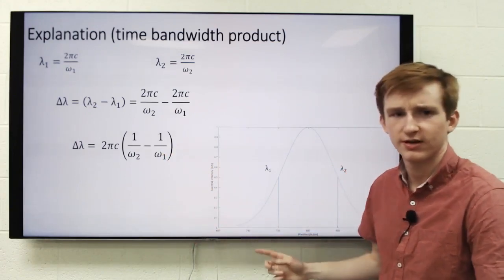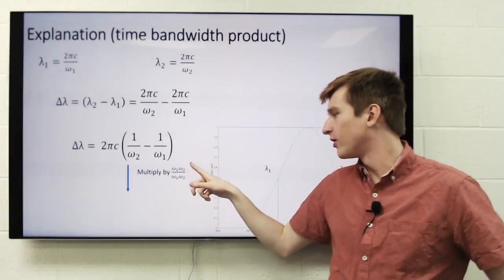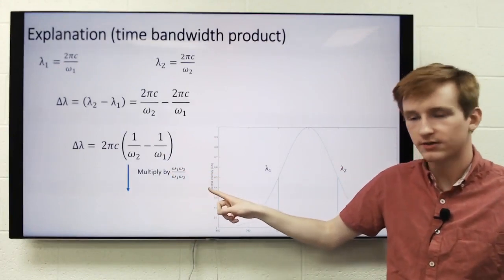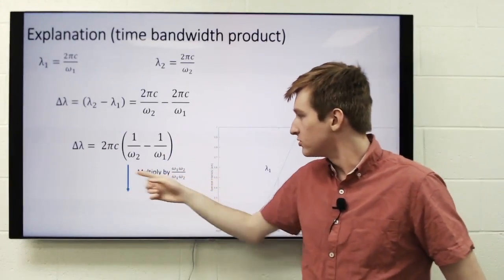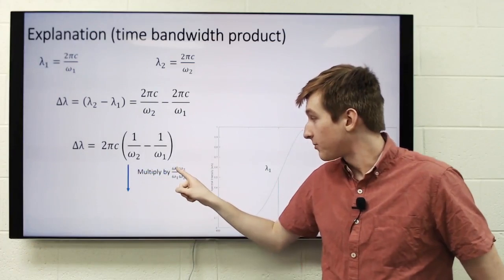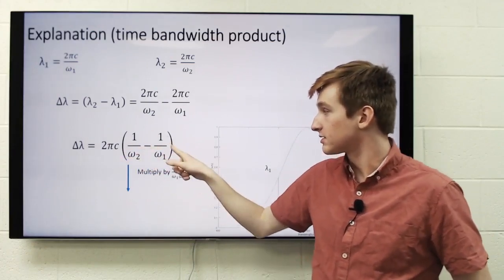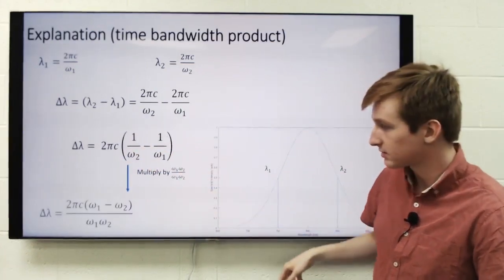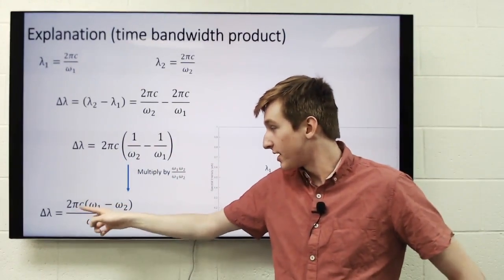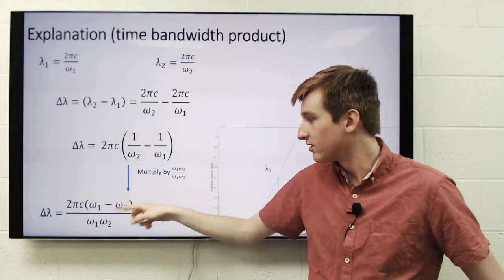Then we're going to do something tricky. We're going to multiply by omega 1, omega 2 divided by omega 1, omega 2, right? This bottom omega 1, omega 2 goes under this entire thing. The top omega 1, omega 2 gets factored into this and cancels out, and we get this. We get delta lambda is 2 pi c times omega 1 minus omega 2, so on and so forth.